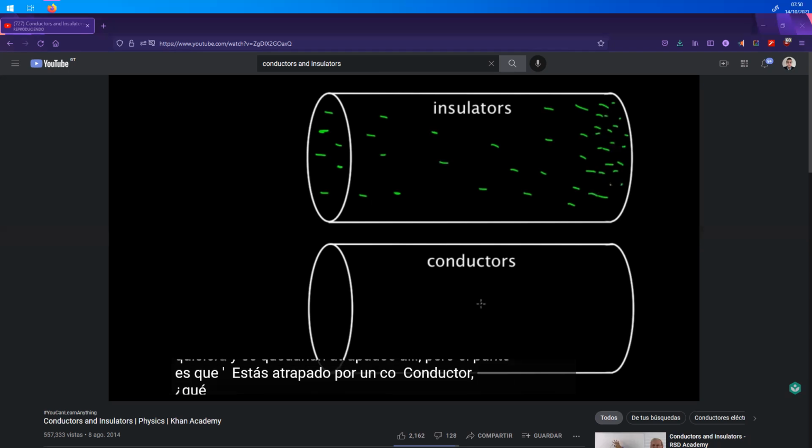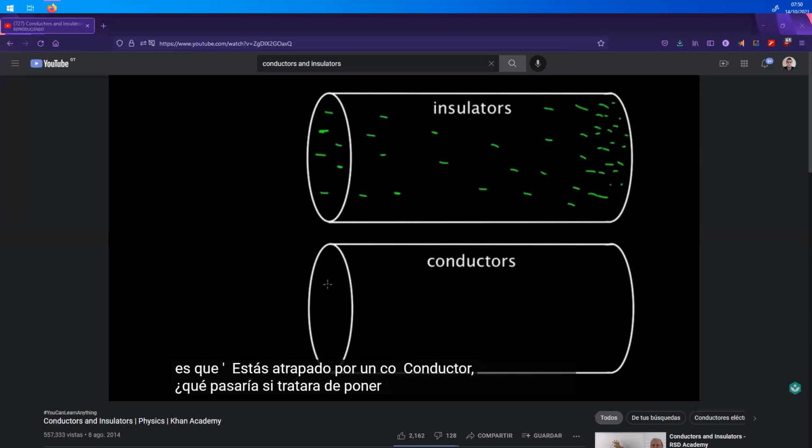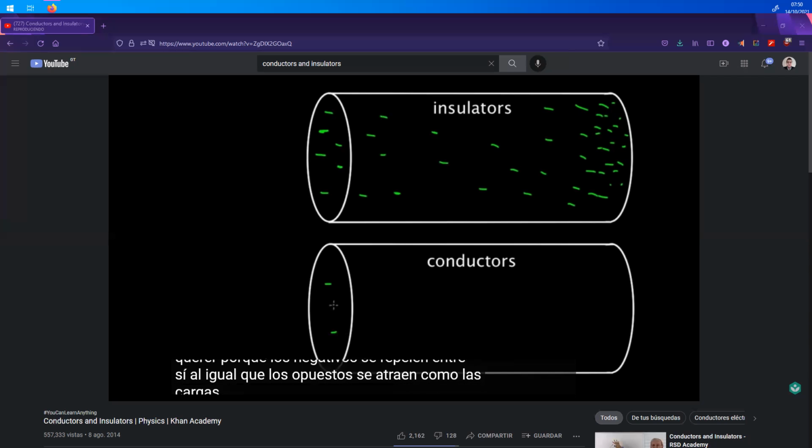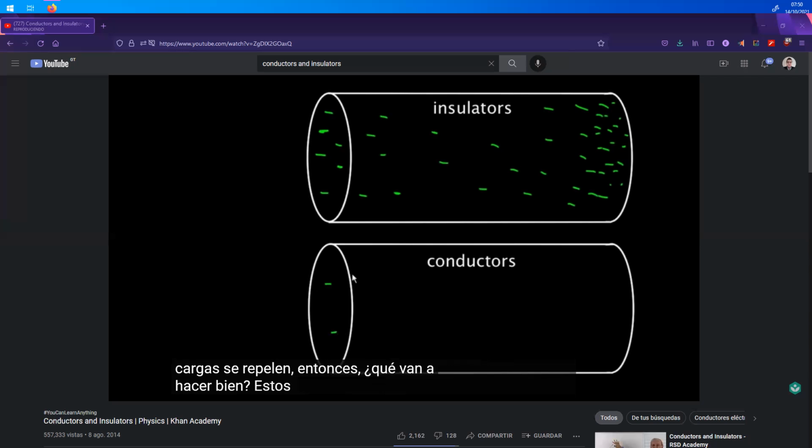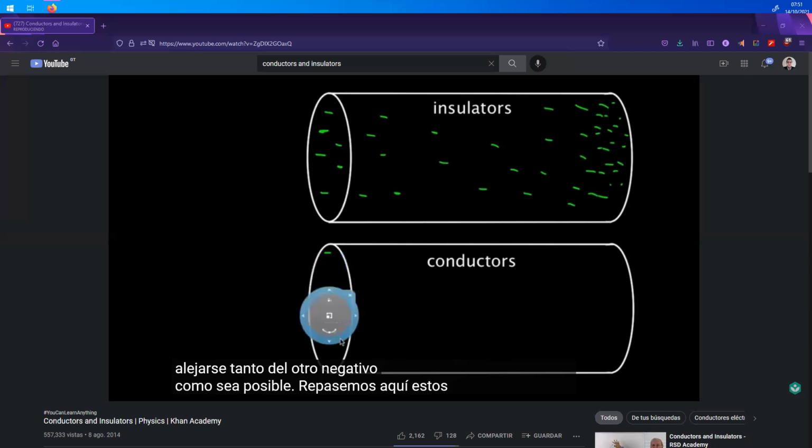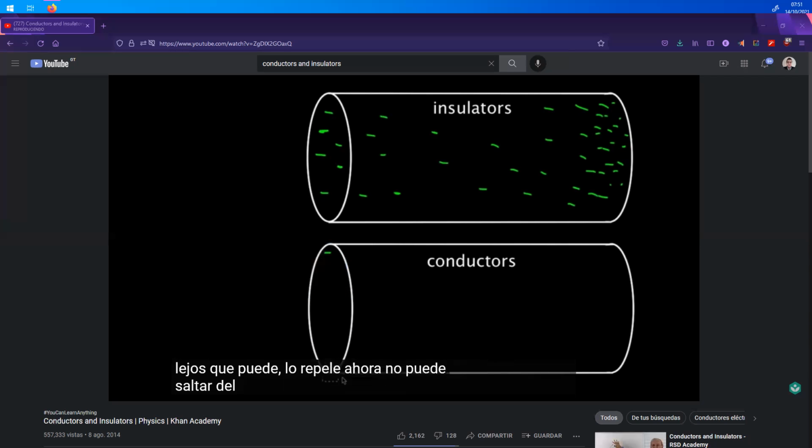For a conductor, what would happen? If I tried to put a negative here and a negative there, some extra negative charge on a conductor, they don't have to stay here if they don't want to, and if you put extra negatives in here, they're not going to want to because negatives repel each other. Just like opposites attract, like charges repel. So what are they going to do? Well, this negative is going to try to get as far away from the other negative as it can. It's going to go over here. This negative is going to try to get as far away as it can. It repels it. Now, it can't jump off the conductor.